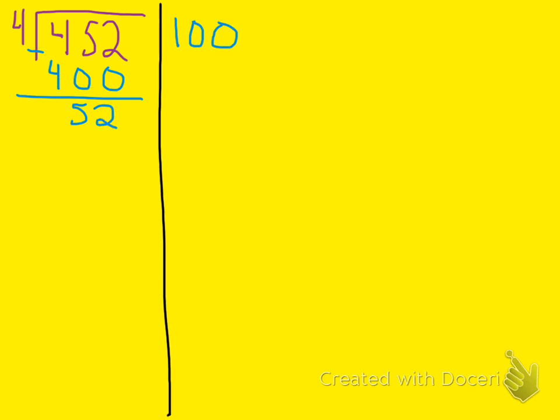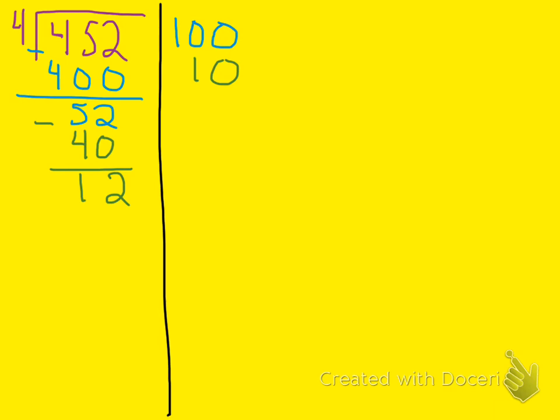My next step is to figure out how many times does 4 go into 52. Now I know that goes in at least 10 times. 10 times 4 is 40, and 40 fits into 52. Then I'm going to subtract. I'm left with 12.